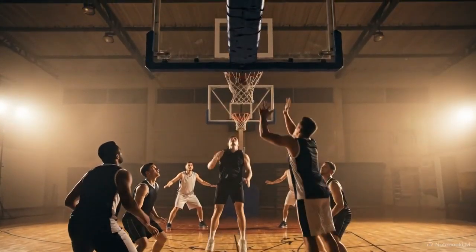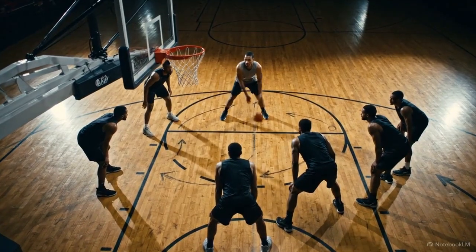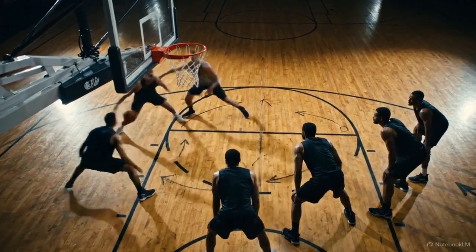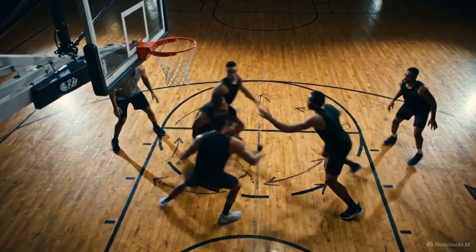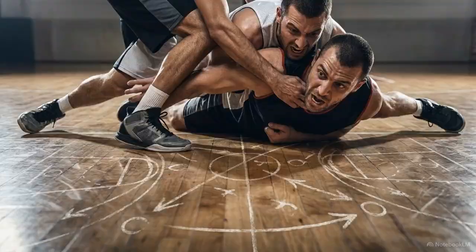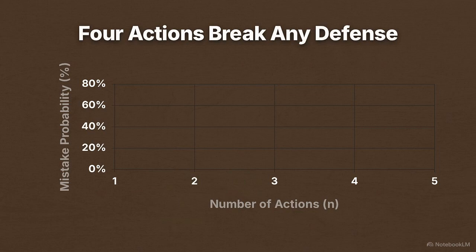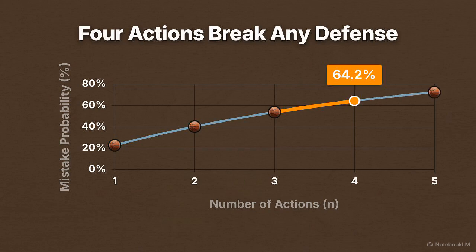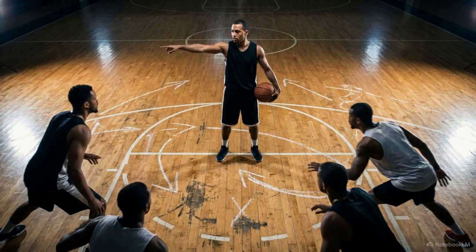Every second an offense holds the ball and runs cuts, screens, or passes, they force the opposing defenders to make high-speed decisions. Each of those decisions is a probability event, a chance for a mistake. This compounding probability curve tracks defensive execution. Even if an individual defender makes the right choice 95% of the time, stringing together just 4 simultaneous actions forces a mathematically verified 64.2% chance of a defensive mistake.